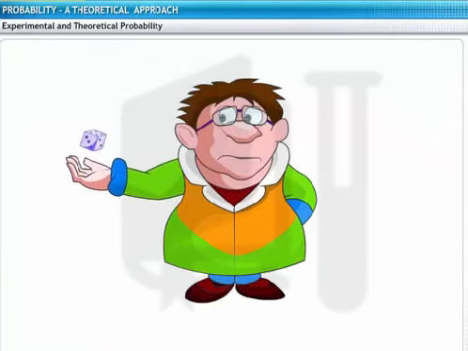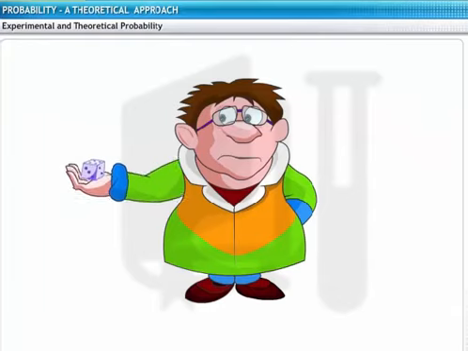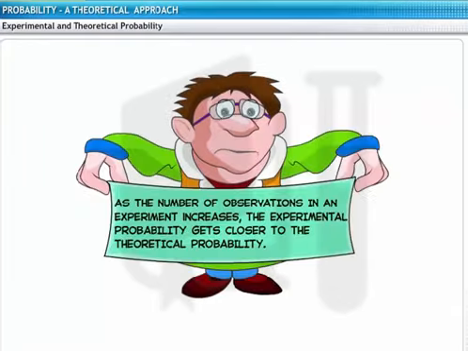So now Mr. Gamerman's mind seems to be at rest. He now knows his chances of getting a 6. Please note that as the number of observations in an experiment increases, the experimental probability gets closer to the theoretical probability. Let's move on to learn more about calculating theoretical probability.